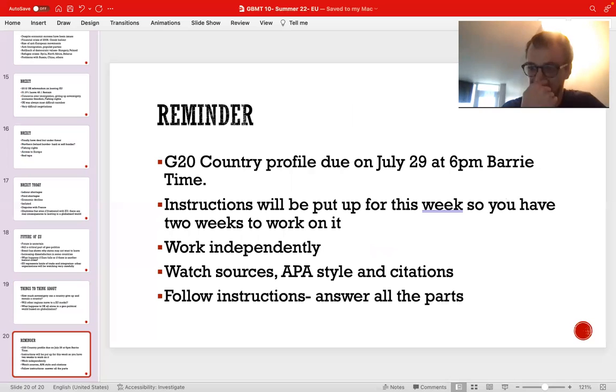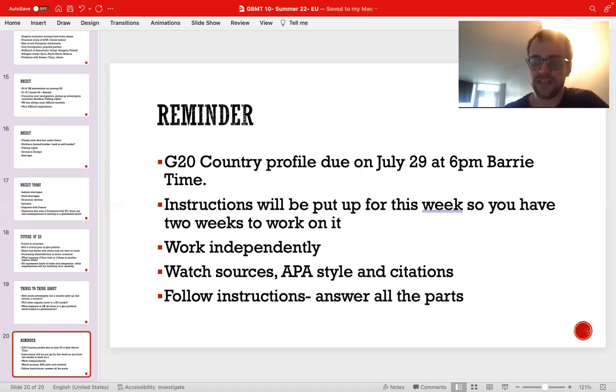Okay, so a reminder also that the G20 country profile is due soon. It's due on July 29th at 6 p.m. Barry time. So it's not this Friday, but the Friday after. Watch your sources and cite carefully using APA. Read the instructions carefully and answer all the questions asked. Remember that you must use a G20 country other than Canada, US, United Kingdom, or India. You may not use any of these 4 countries on your profile.